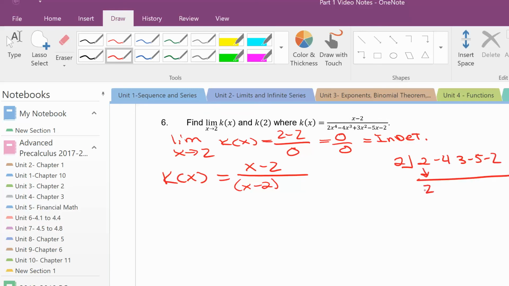Bring down the 2, multiply, bring down the 2, add. Multiply, add, multiply, add, multiply, add. So notice the remainder is 0. That's what we want. So that means the remaining factor is 2x to the third plus 3x plus 1.